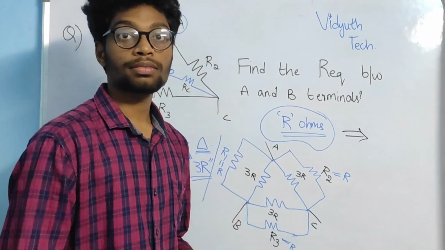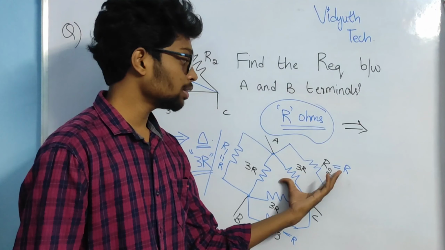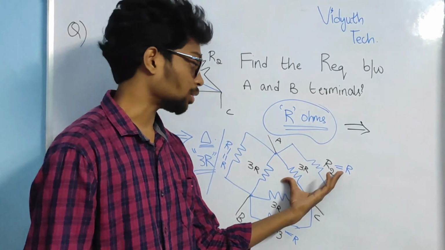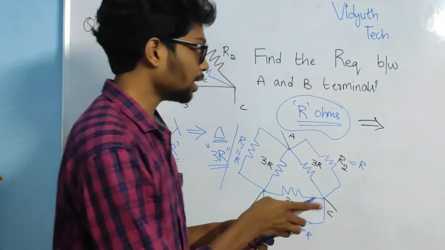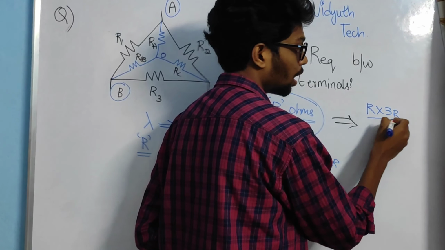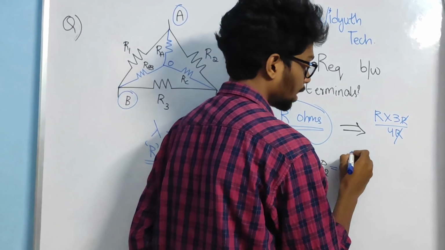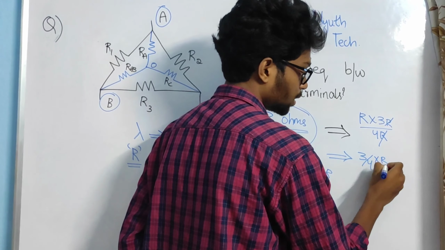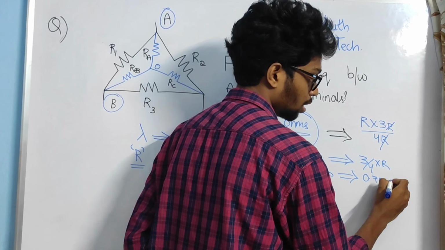I am finding the equivalent resistance of 3R and R in parallel. Friends, we know when two unequal resistances are connected in parallel, then the equivalent resistance is R1 R2 by R1 plus R2. So 3R and R are connected in parallel, so the equivalent resistance is R into 3R divided by R plus 3R, which is equal to 4R. This R and this R I am cancelling out, so I will get 3 by 4 times of R. In decimal form we can write that as 0.75 into R ohms.